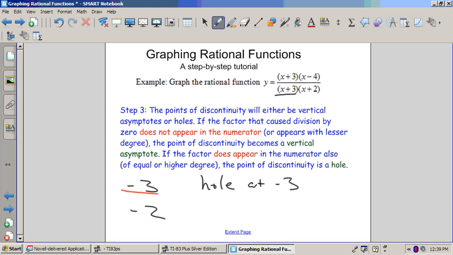Let's look at the vertical, or negative 2. Negative 2 appears in the denominator as the factor x plus 2. That's what gave me the 0. Is x plus 2 in the numerator? No, it is not. If it shows up in the denominator but not in the numerator, or in the numerator with a lower degree, then what I have is a vertical asymptote. I have a vertical asymptote at x equals negative 2, sometimes called a VA for whatever reason that might be.